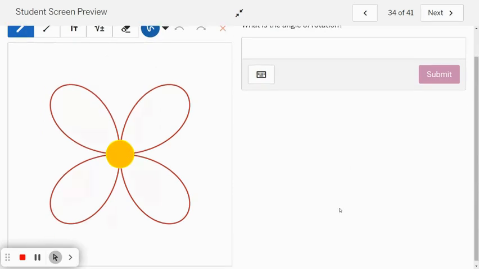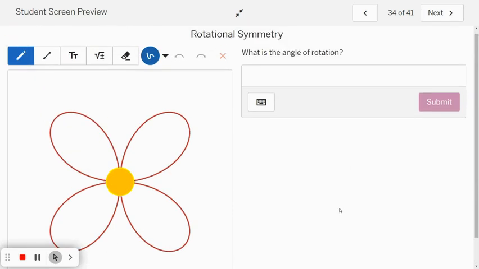Okay, what's the angle of rotation here? I didn't put a slider on this one. Well, it's not a polygon. We didn't ask that question, but we could have an angle of rotation and we would rotate it 90 degrees.